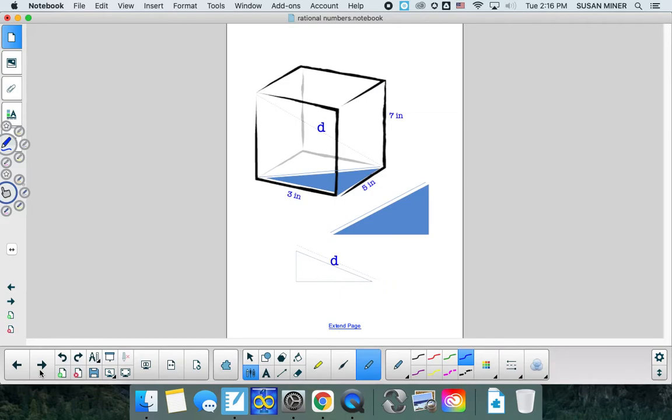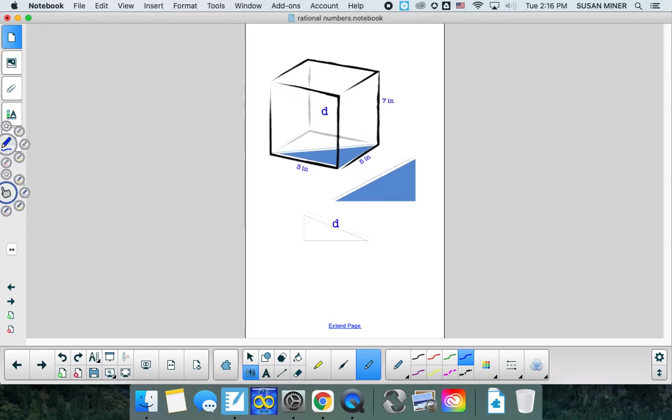Okay, so what I'd like you to do is pause the video. Try this on your own. You've had a lot of practice with the Pythagorean theorem now. Try this diagonal theory for 3D shapes and see if you can make it work.